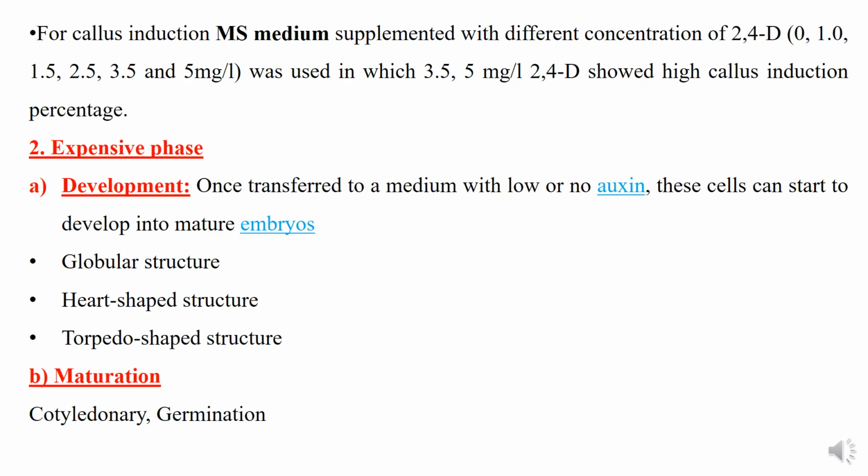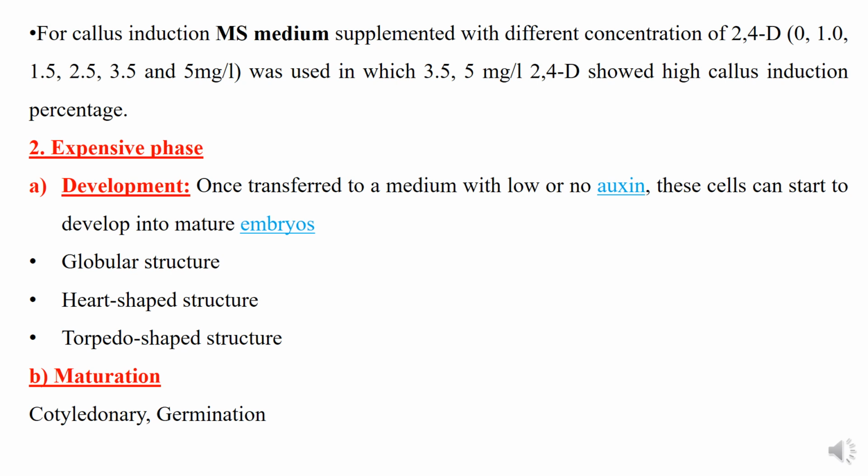Then for callus induction, which media do we generally use? MS media, that is Murashige and Skoog media, supplemented with different concentrations of the auxin 2,4-D, and this concentration will depend on the species you are going to use for the production of somatic embryogenesis, and the explant also. These concentrations will vary.